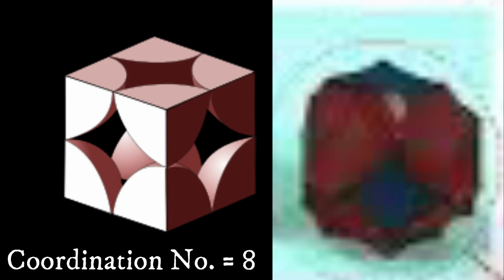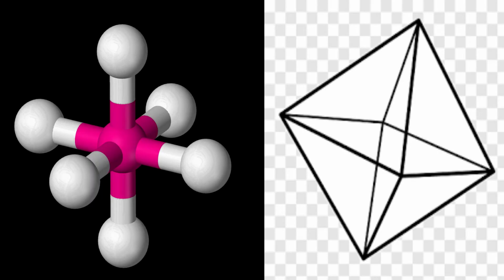And that void is at the center of the cube, so it completely belongs to the cube. So the total contribution of the void, if you see, is 1. So this void is called a cubic void. Coordination number is 8. Now let us discuss the octahedral void.